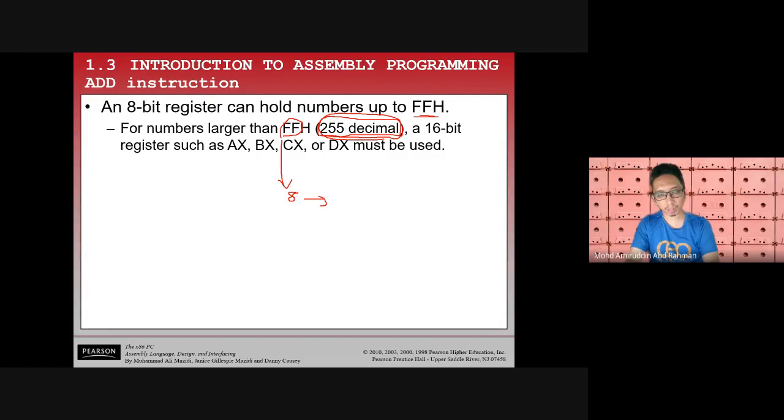All right. The maximum number will be 2 to the 8, which is 256. Okay, so because the number is from 0 to 255, that's why it will be in terms of 255 decimal.